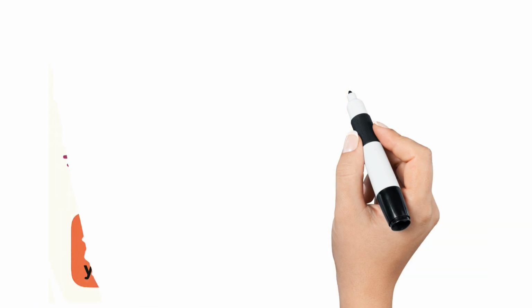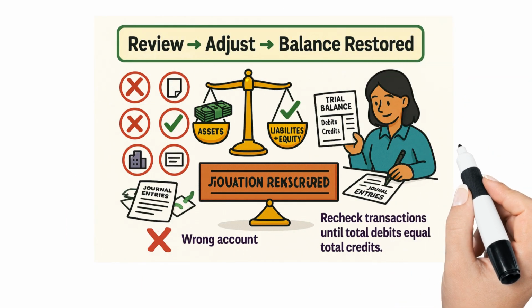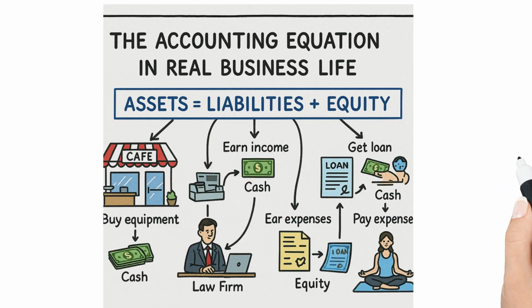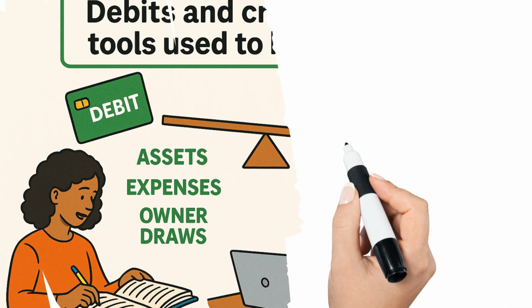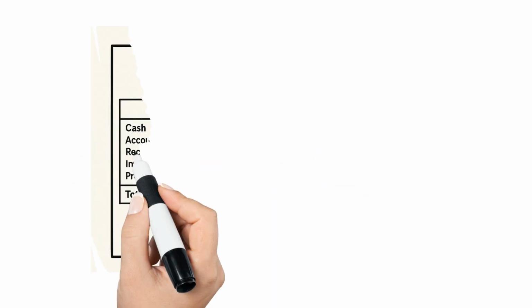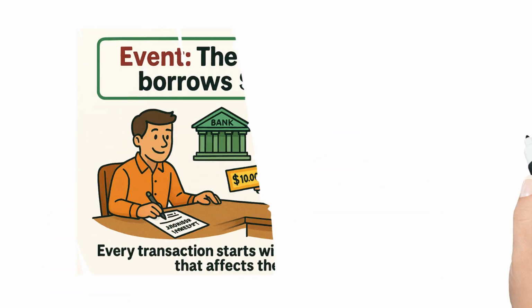If it doesn't balance, it's a red flag. It tells you there's a mistake somewhere. Maybe a transaction was missed, an amount was entered incorrectly, or something was duplicated. Now, let's see how this equation works in your day-to-day bookkeeping with some real-world examples.